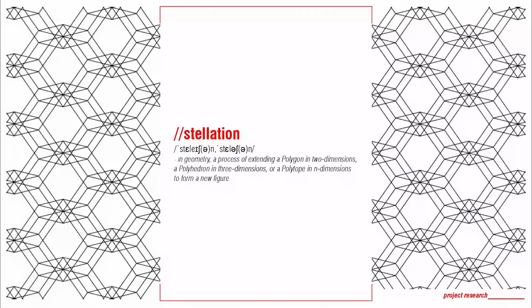As from the previous crit 2, I have explained thoroughly on the recursive concept and the principle of stellation. To recap, stellation is the process of extending a polygon in 2 dimensions, a polyhedron in 3 dimensions, or a polytope in n dimensions to form a new figure in the context of geometry. Based on the experimental models that I've made, new figures could be explored by extending and turning it inside out.